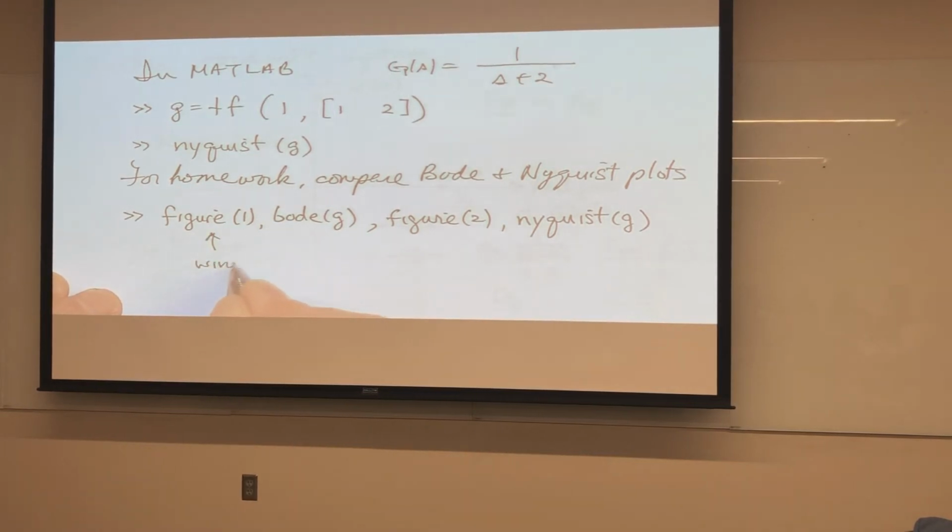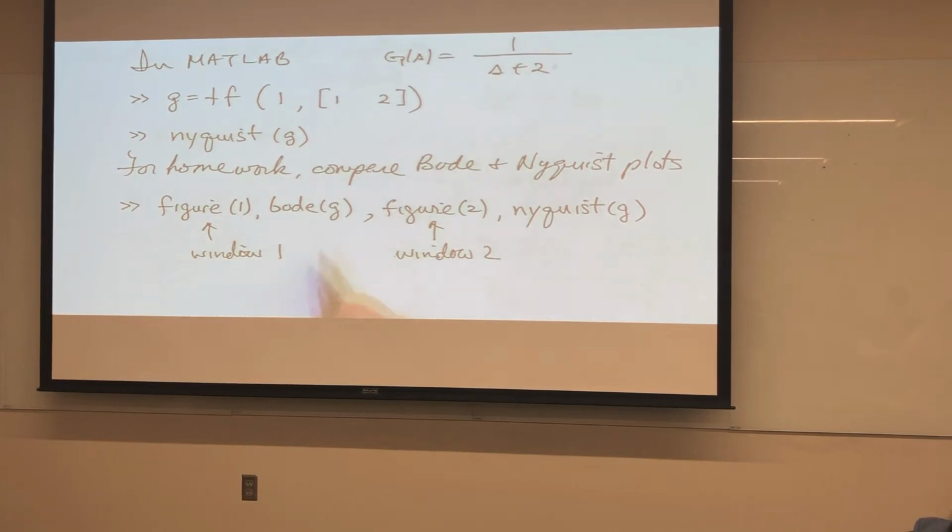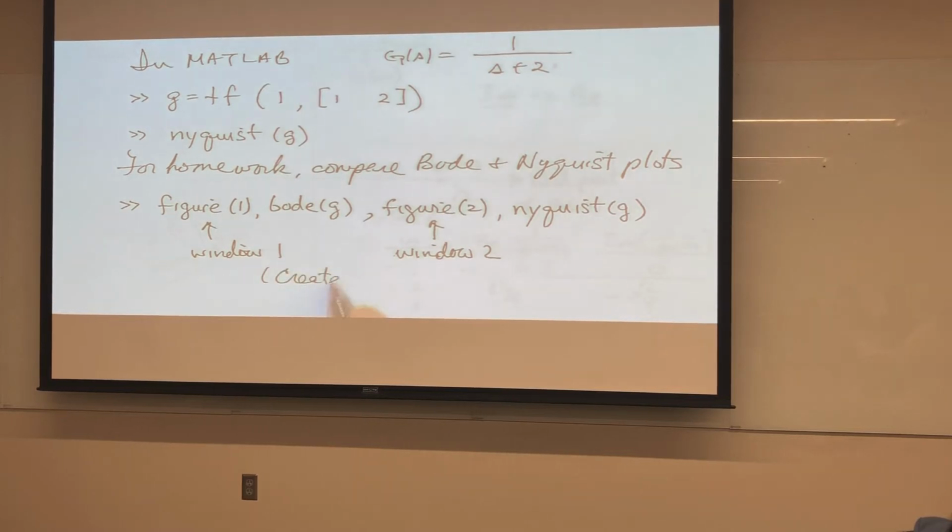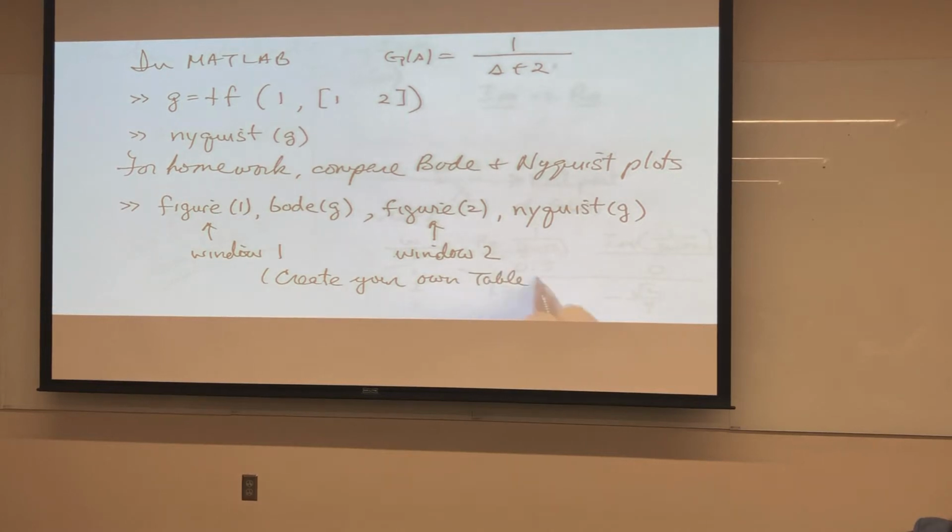Okay, that gives you two windows. This is window 1, and this is window 2. Then you can put your two windows side by side and take a look at them. Do those homework problems, and this basically allows you to create your own table 9.3. 9.3 is in the textbook, but you could dream up some transfer functions of your own, put them side by side, and create your own version of what is in the textbook, table 9.3.